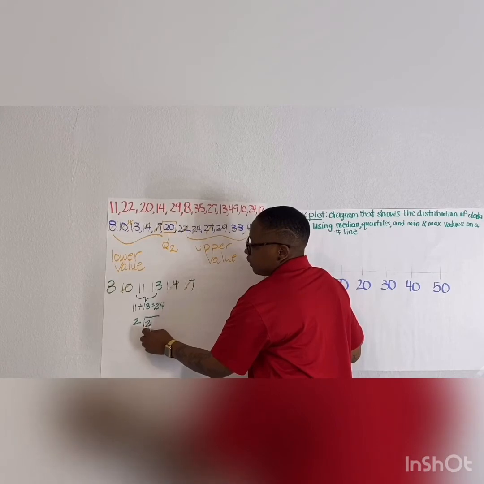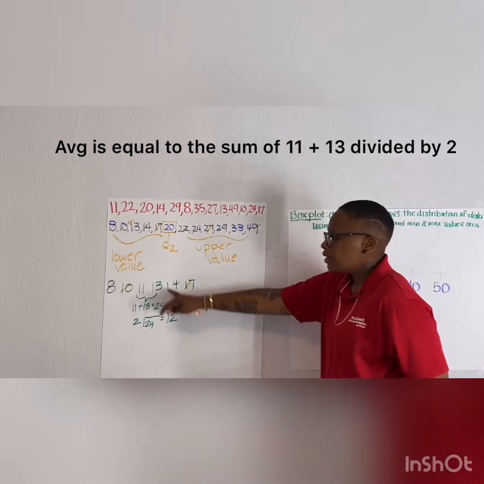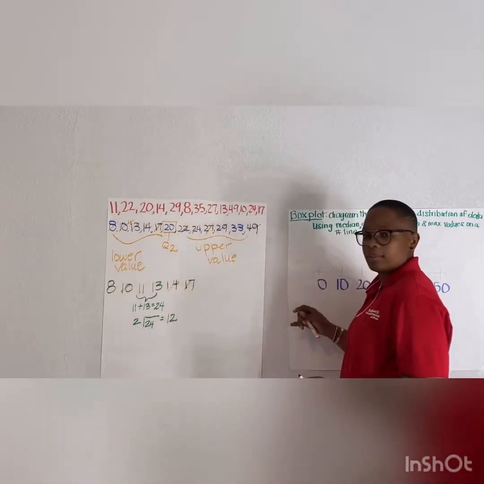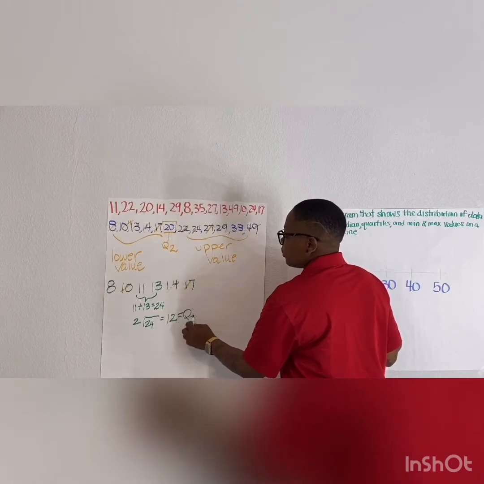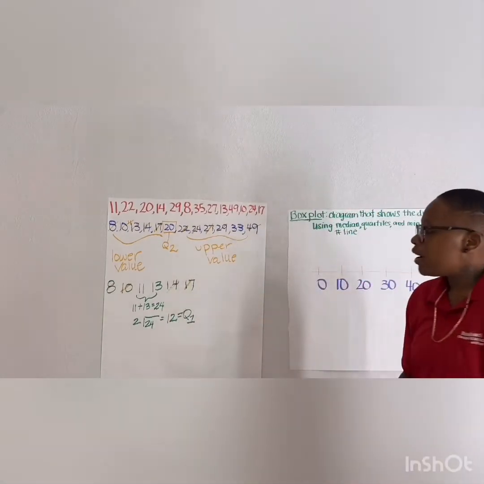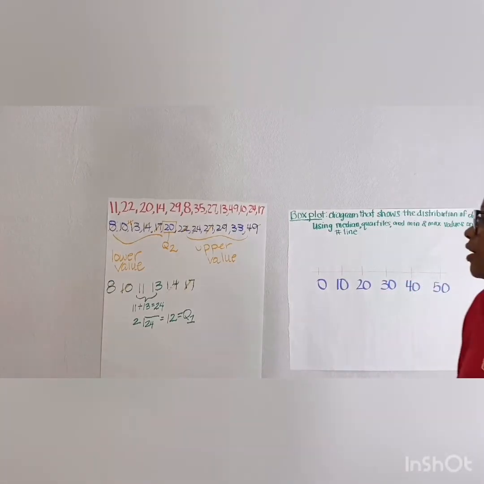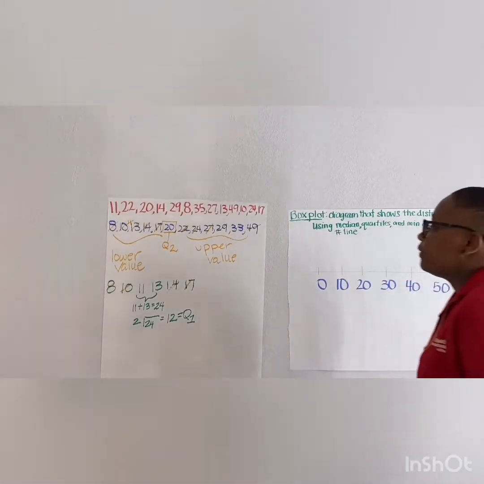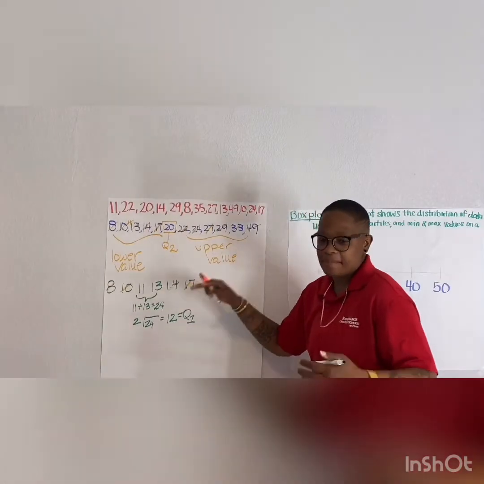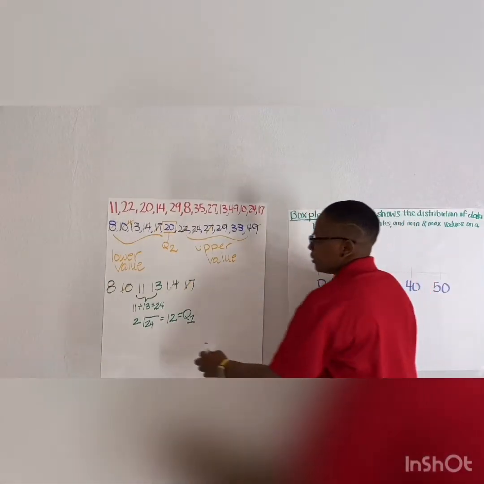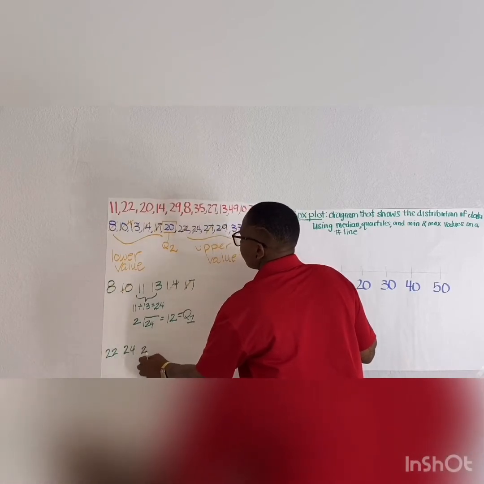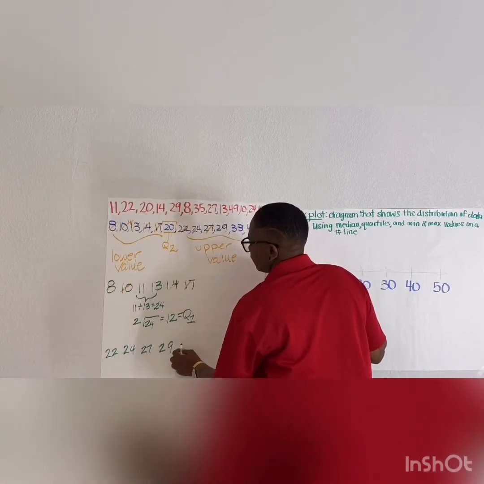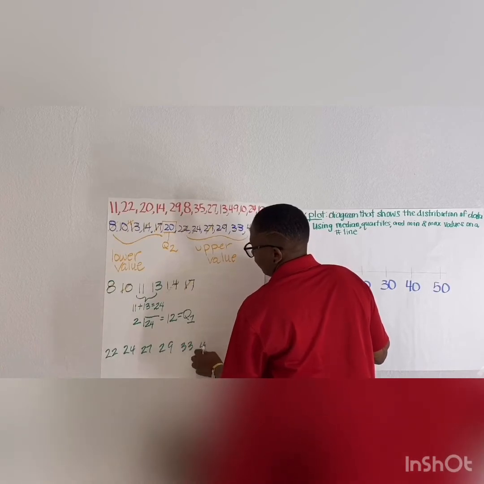And we know 24 divided by 2 is going to give me 12, right? So I simply found my value for my quartile 1, and that is going to be 12. All right? So now that we found our lower value, we can now find our upper value using the same method. All right? So our upper value numbers we have 22, 24, 27, 29, 33, and 49.